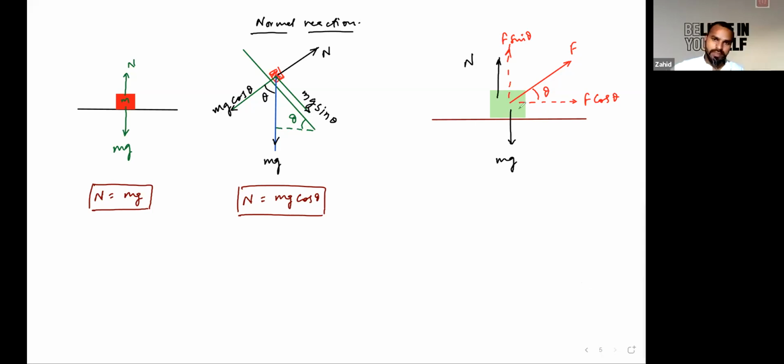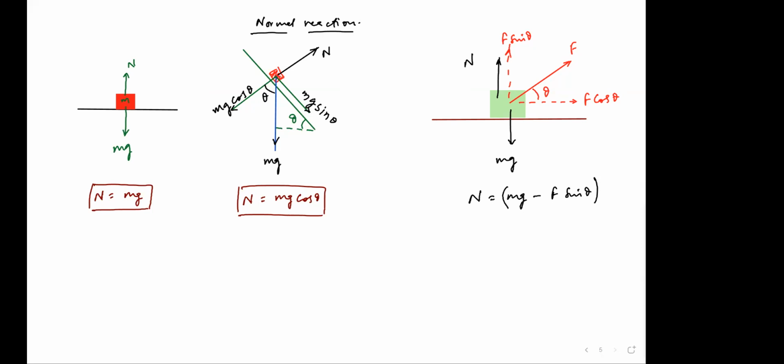So the total upward force must be equal to the total downward force. If you compare them, you will get mg minus F sin theta as the normal reaction in this form. So for any problem, the total force perpendicular to the surface is termed as normal reaction. Is it clear? Yes, sir.